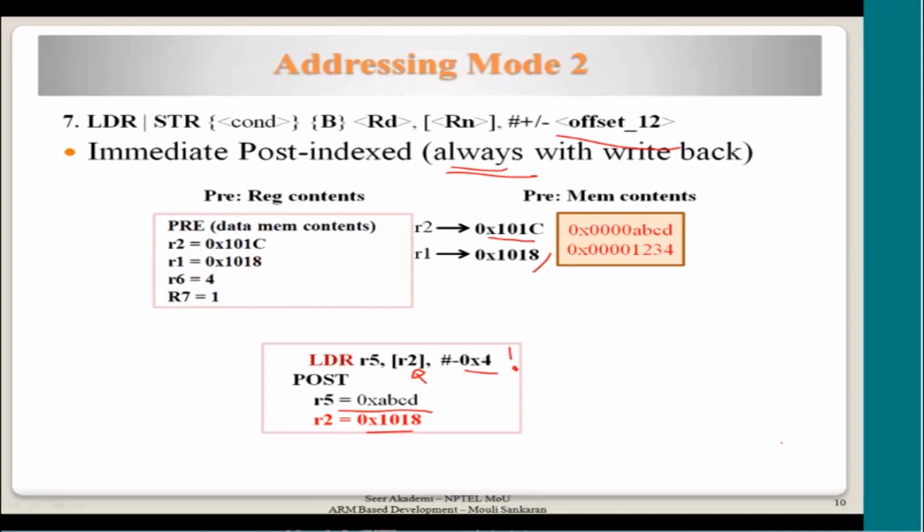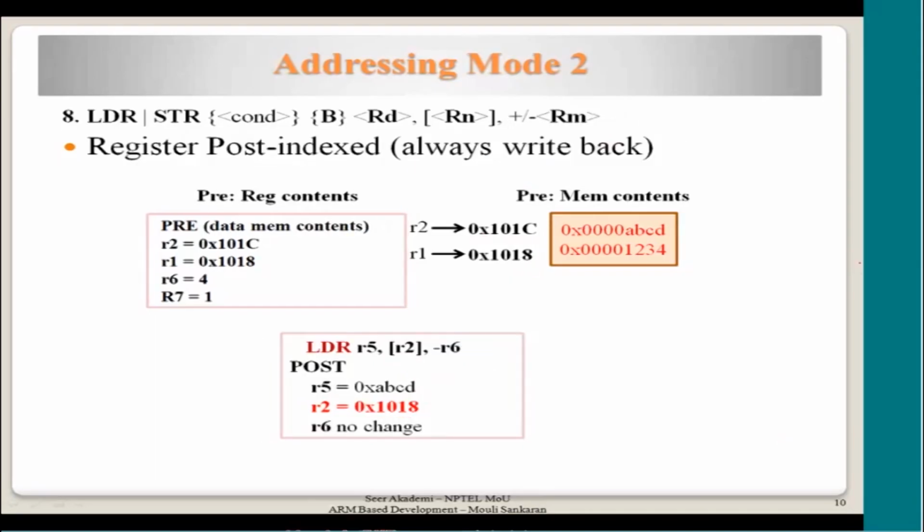Very good. Now we are coming to the end of these different modes. You see register post index and always write back. So you can as well mention a register also, and you can mention plus or minus. Now what happens? R6 is 4, so you access as is whatever the value R2 is pointing to. ABCD is moved into R5, and then you subtract 4 from it. So make it 18. That's all.